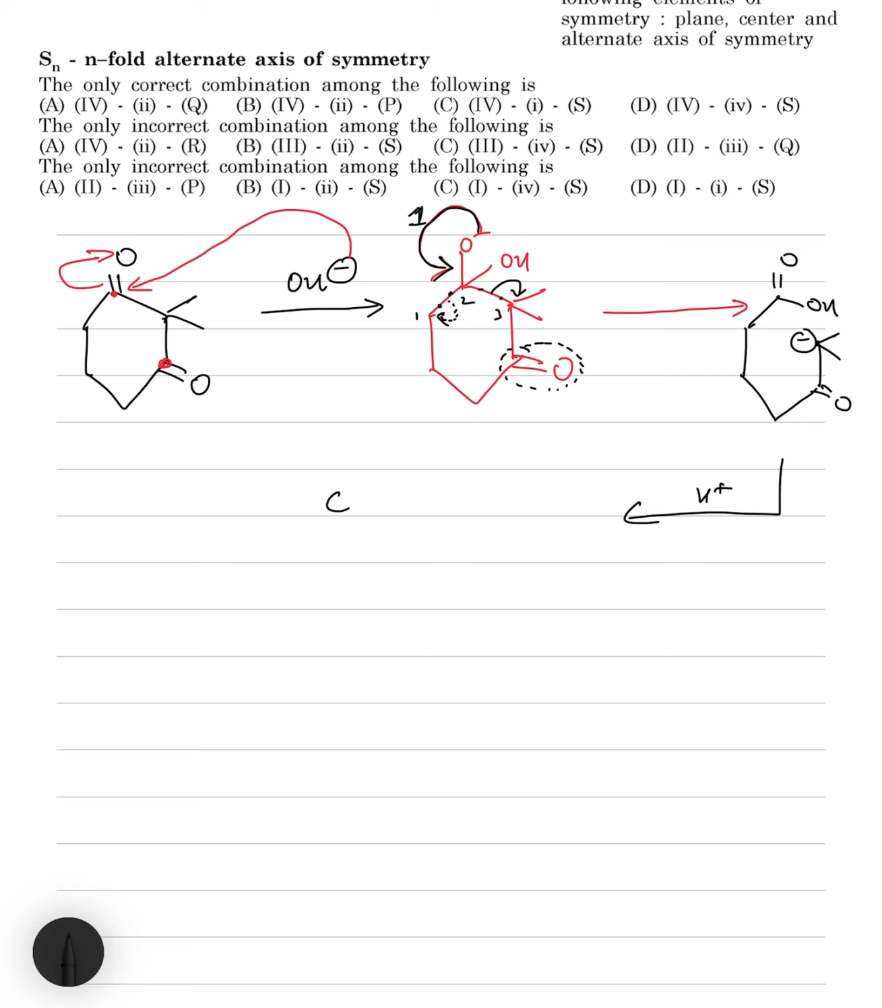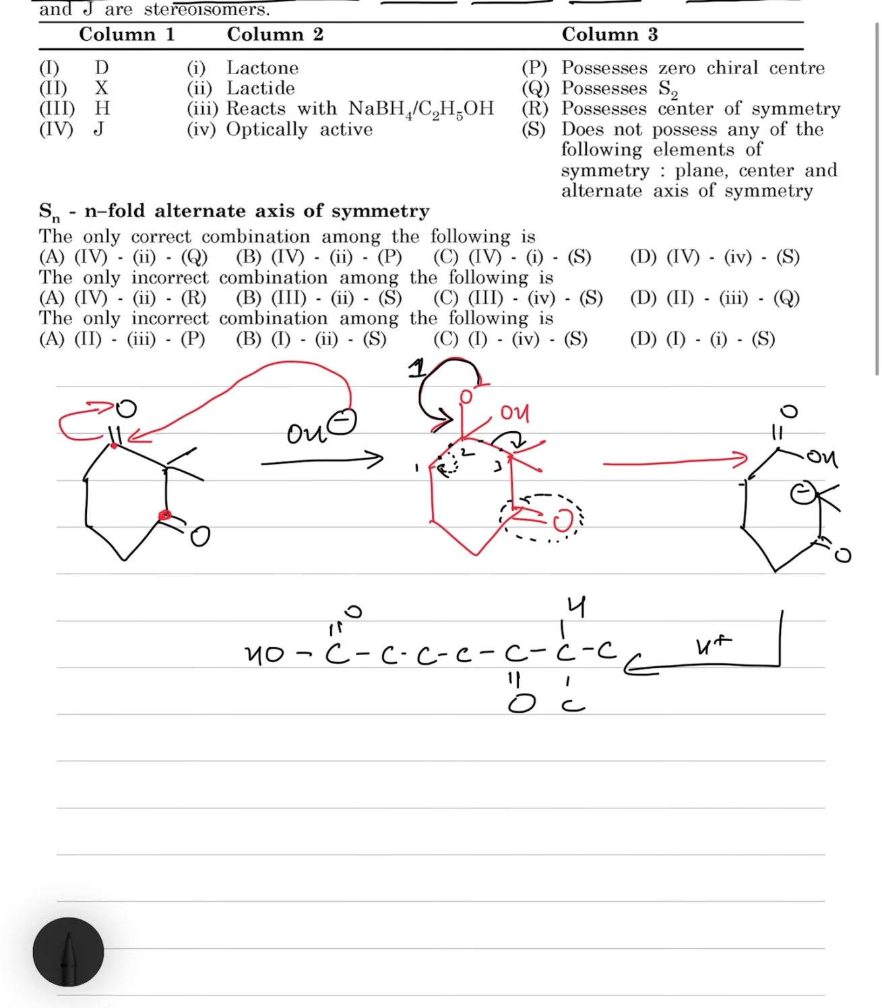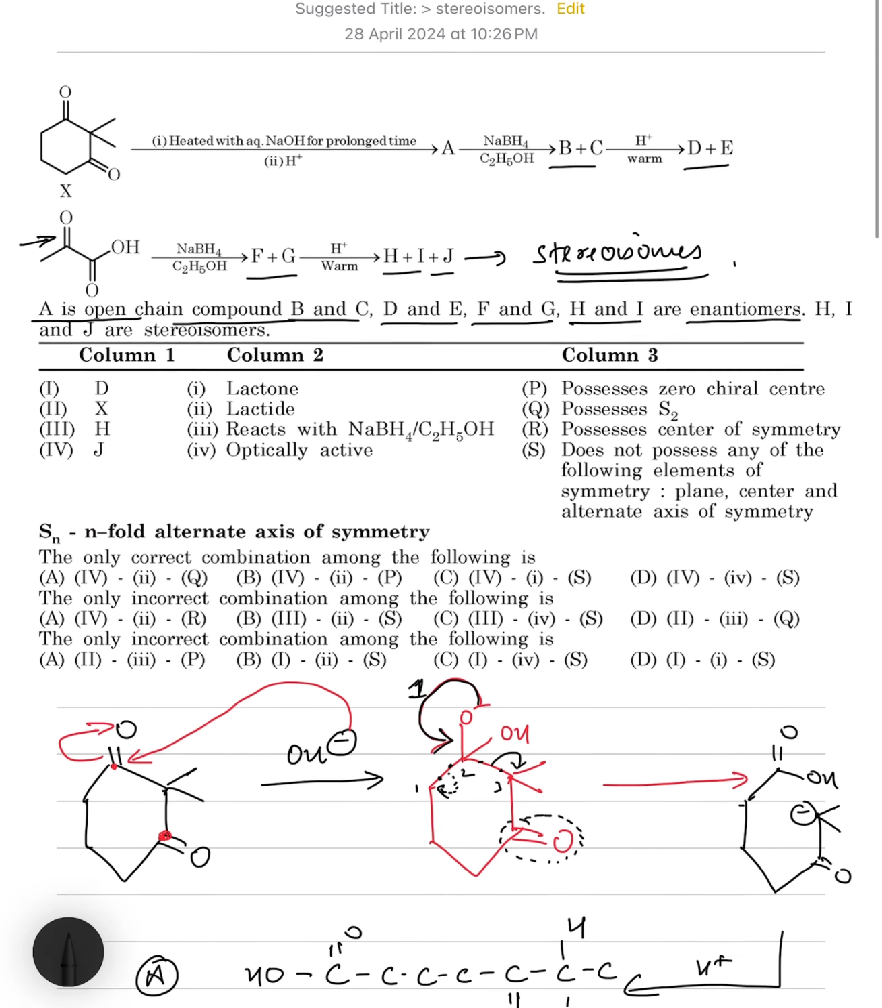That means the compound which we obtained here has the carboxyl group, and then we have carbon, carbon, and carbon. The next carbon has a C double bond O, and next we have C triple bond CH. This is the molecule which we have obtained. This is the A molecule which we have obtained from this reaction.